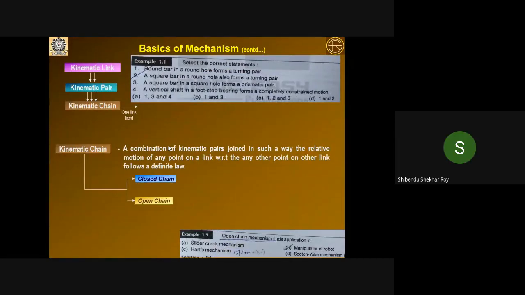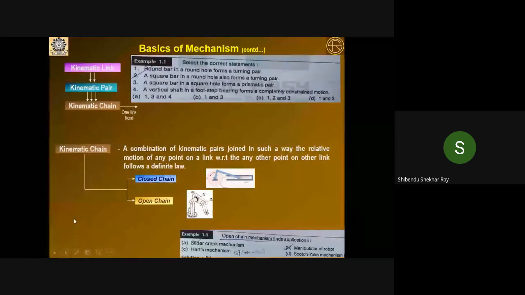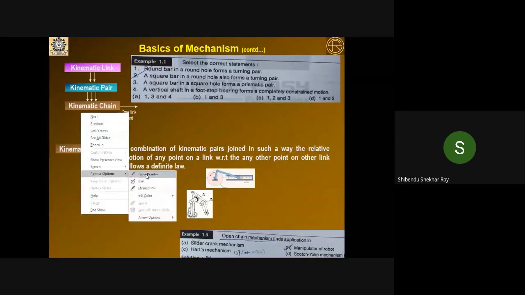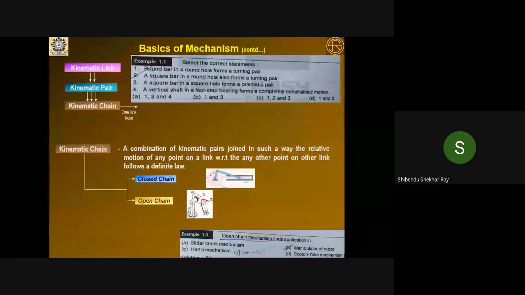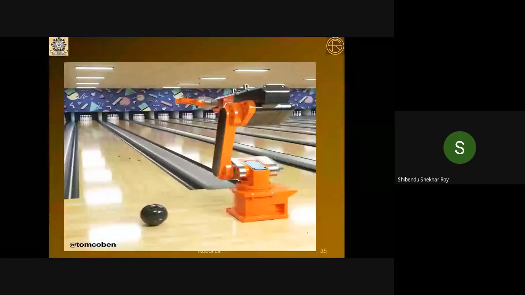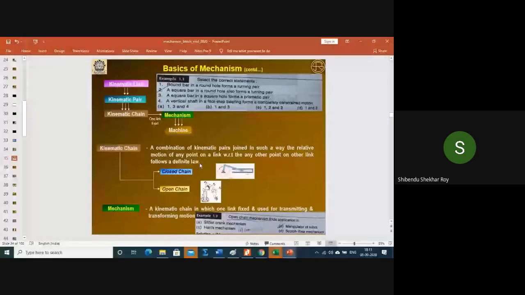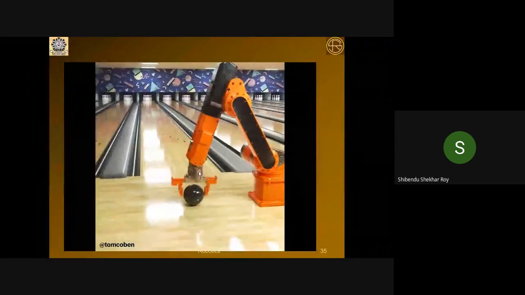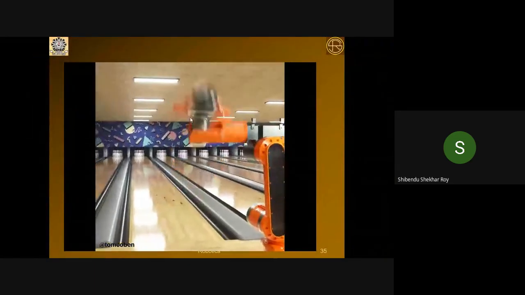Now the kinematic chains are of two types: closed kinematic chain and open kinematic chain. In a closed kinematic chain, all links are binary or above, but in an open kinematic chain, the last link is a singular link. The robotic manipulator is designed based on the open chain. The last link, you can see, is free.